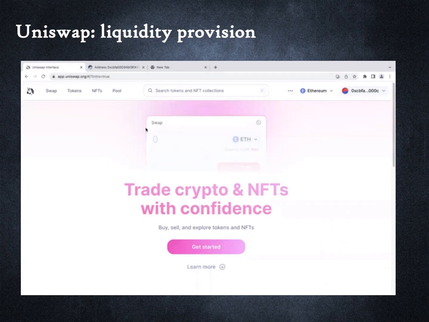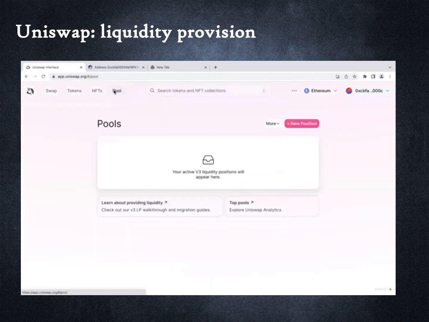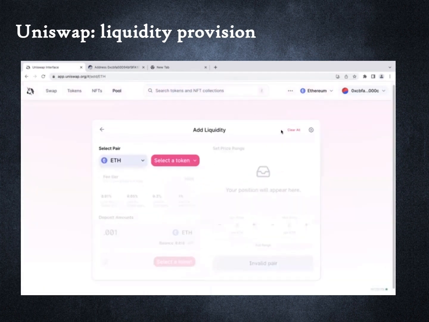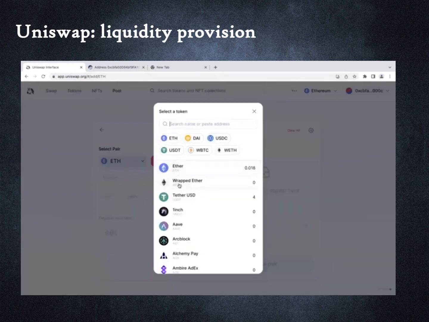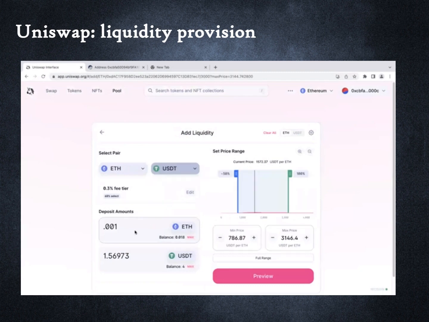We are on the Uniswap desktop app. I will now navigate to the tab called Pool and add a new liquidity pool in the capacity of a liquidity provider. I am prompted to select a token pair. I select USDT, which is the symbol of the stablecoin Tether. I deposited 0.001 tokens of Ether. Note the app automatically shows us the quantity of Tether based on their current price.